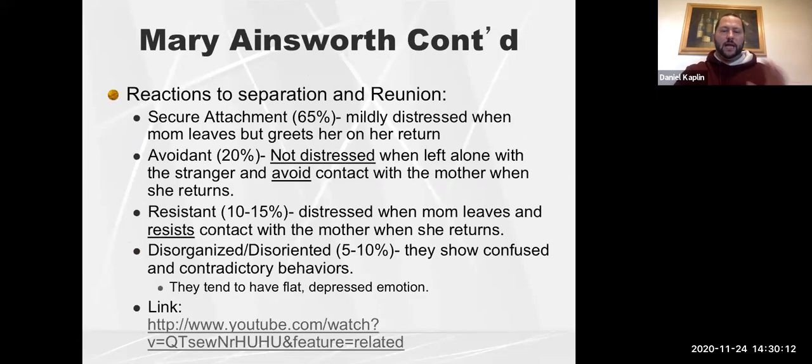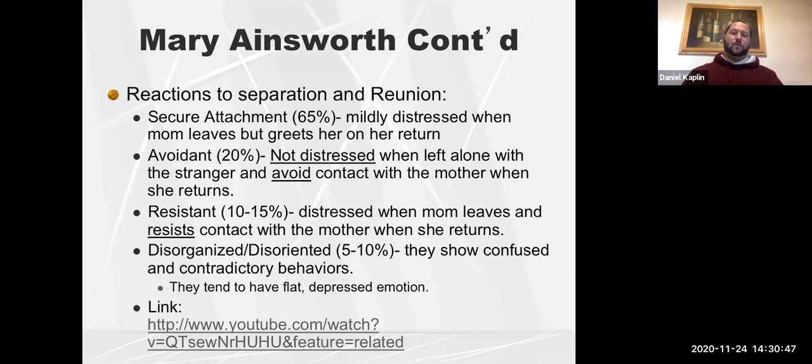And what Mary Ainsworth found was that there are different attachment styles. And she said the vast majority of children develop what's called a secure attachment, where they're mildly distressed when mom leaves, but they run up to her and run into her arms when she returns. So what that shows you is they're bothered by her leaving mildly, but they're comforted by her returning, showing that mom is a secure base.